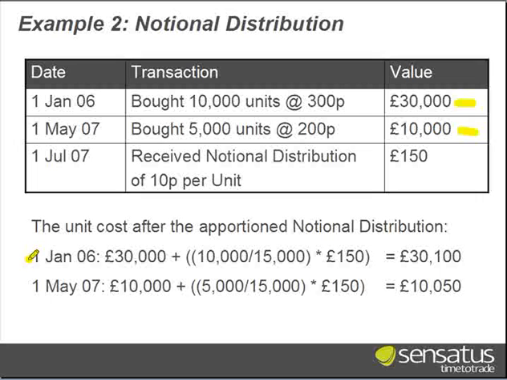So the transaction on the 1st of January, we have the original cost of £30,000. You then apportion the notional distribution based on the amount of units owned versus the total number of units. So we have 10,000 units divided by 15,000, which is 10 plus 5, then multiplied by the notional distribution. Okay, so that equates to £30,000 and 100, £30,100. Then on the 1st of May, that transaction, you apply the same process, the original cost plus the apportioned notional distribution, which is again £50. Okay, so you can see that the cost in both of these examples was increased proportionately to the number of units held.